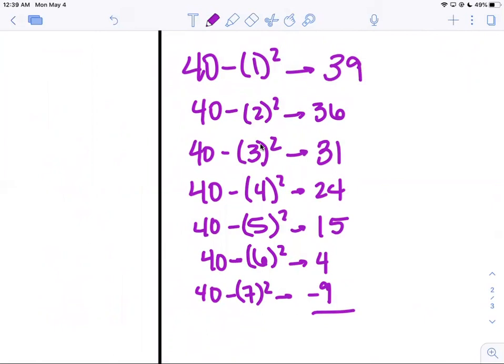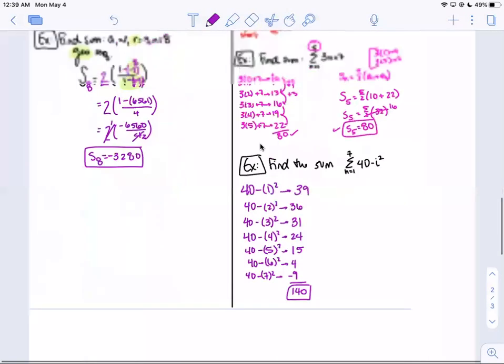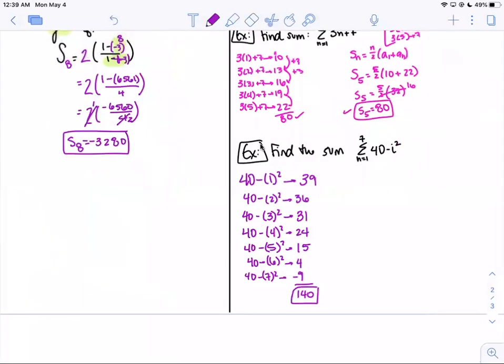We add them all up. I'm going to be honest, I put it in my calculator. I cheated because I didn't feel like doing mental math. And I got 140. And that ended nicely.